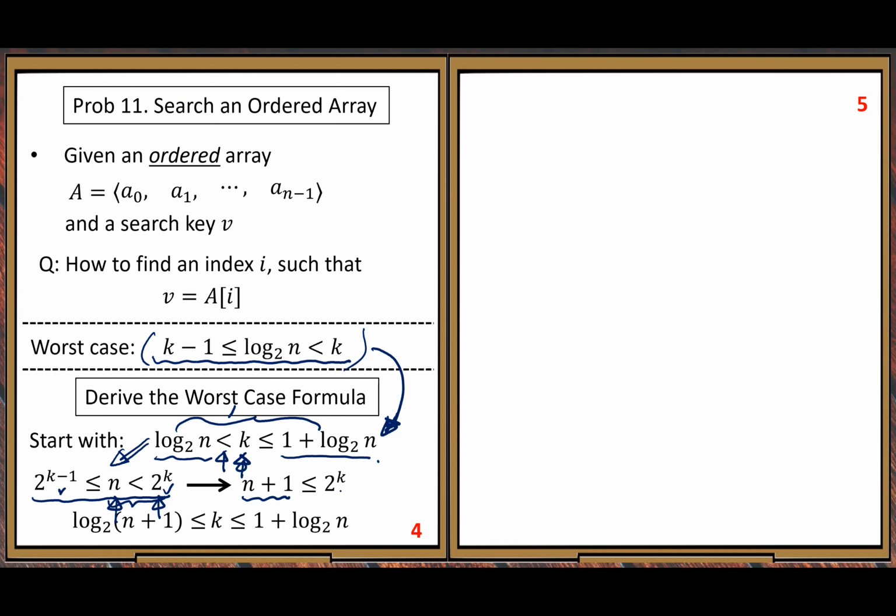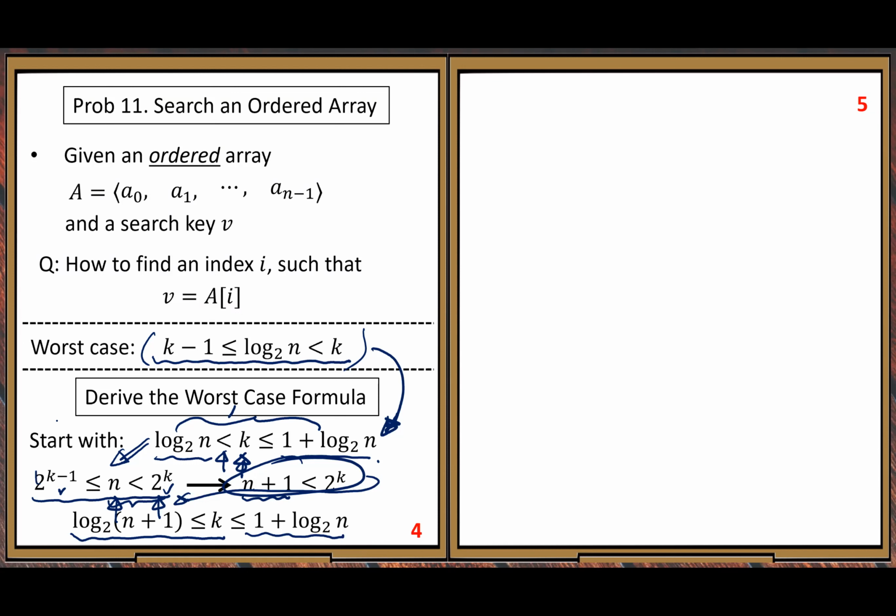All right. So for the right-hand side, with this new expression, we take natural log, we can get this. Look at that, okay? We can get k greater or equal to log base 2 of n plus 1. Then this side, look at that, okay?